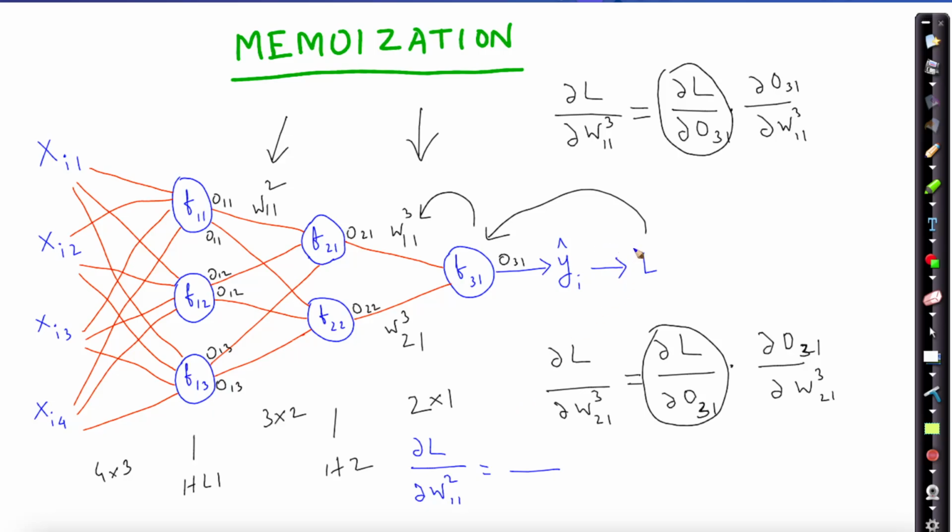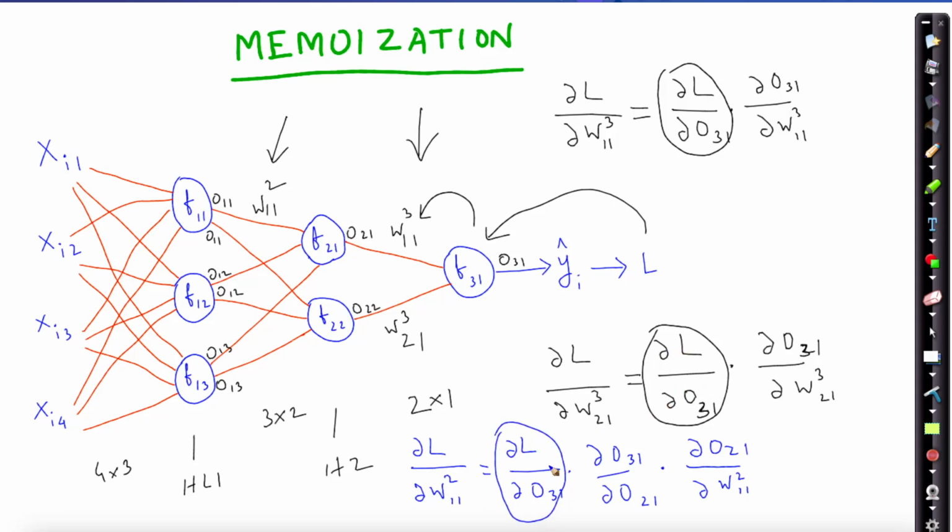So this loss is dependent on O31, and this O31 is dependent on, you can see here, O21. We did it in the last video. If you were confused, you can check the last video, it will be very clear. O21 is dependent on this, right? So O21 is dependent on W211. So you can see here also I have to calculate this particular thing. This is the same thing, right?